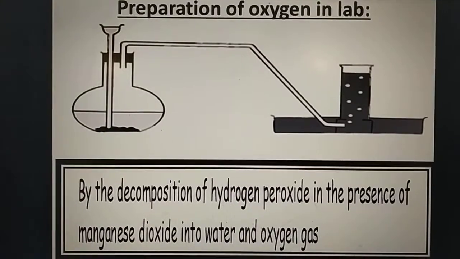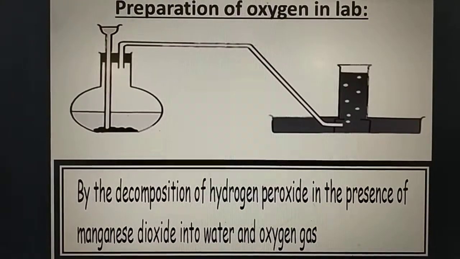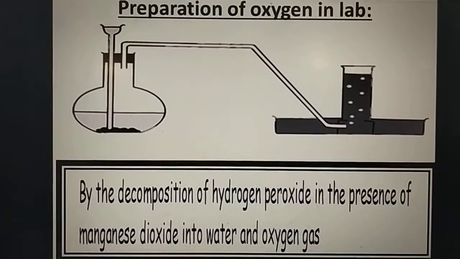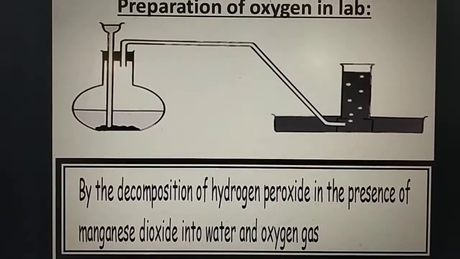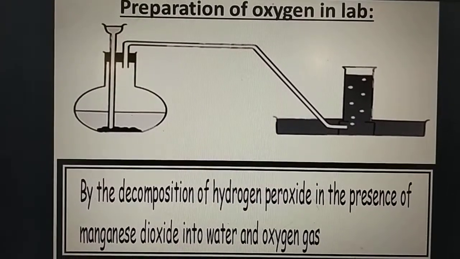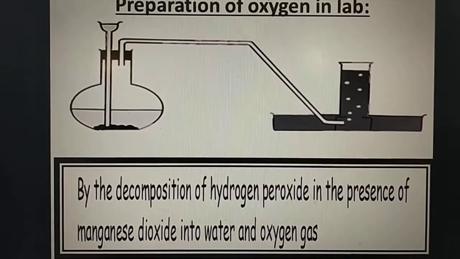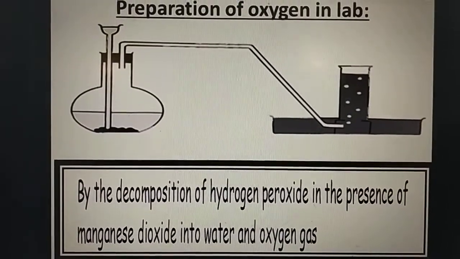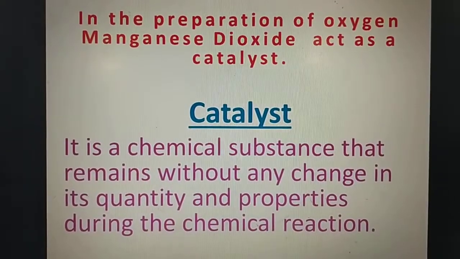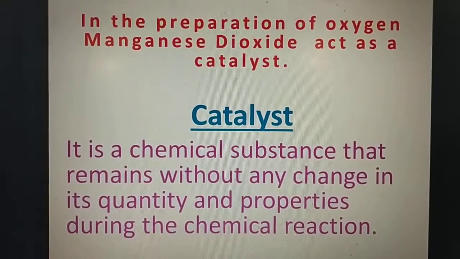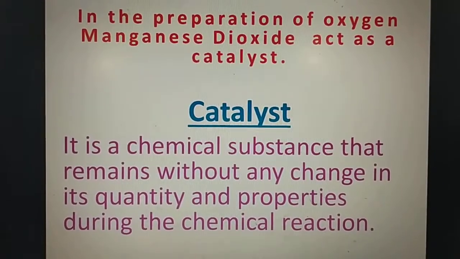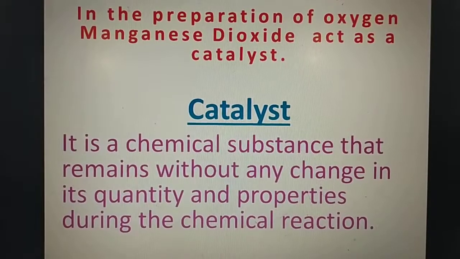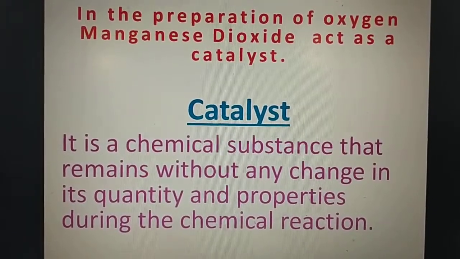What about the preparation of oxygen gas in the lab? Oxygen gas is prepared in the lab by the decomposition of hydrogen peroxide in the presence of manganese dioxide into water and oxygen gas. Here, the manganese dioxide acts as a catalyst. What is a catalyst? It's a chemical substance that remains without any change in its quantity and properties during the chemical reaction.